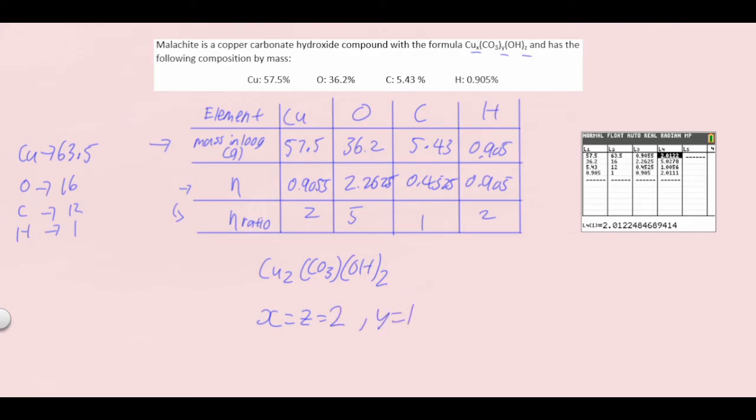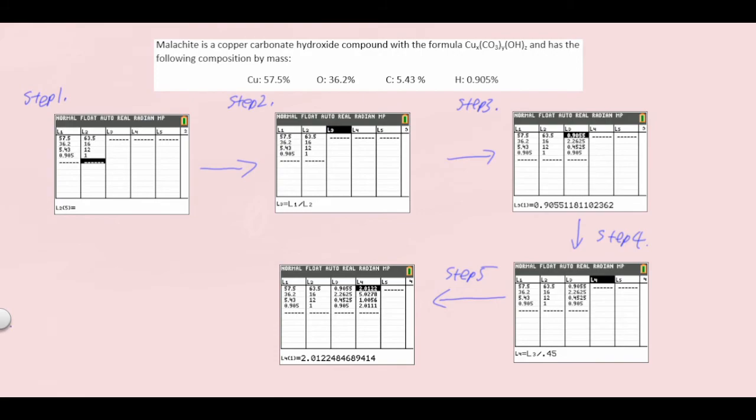Alright, so that's how we can use the GC to solve these types of questions. So let me repeat the steps involved. First step, draw the table and all that. Now we put in the percentage by mass on the first list, and the second list would be the atomic mass. Thereafter, hover over L3 and key in L1 over L2 to give you the mole of each element in 100 grams. Click enter to give you the mole.